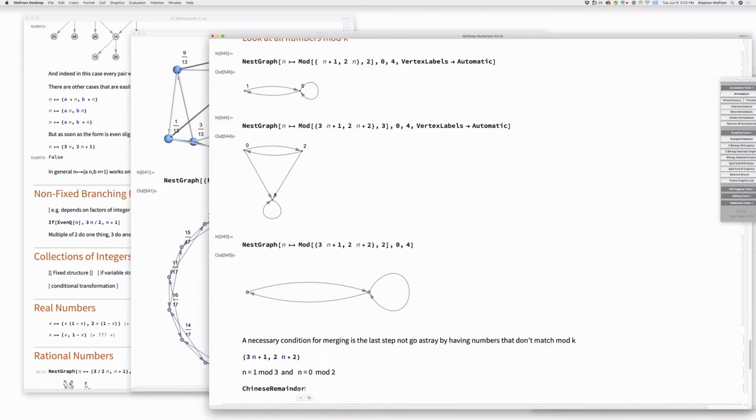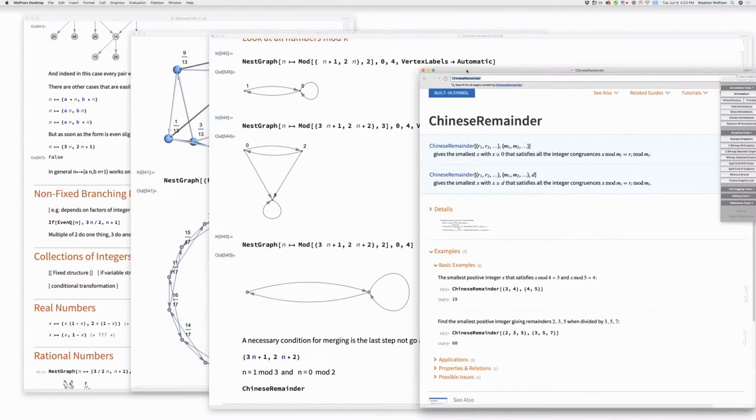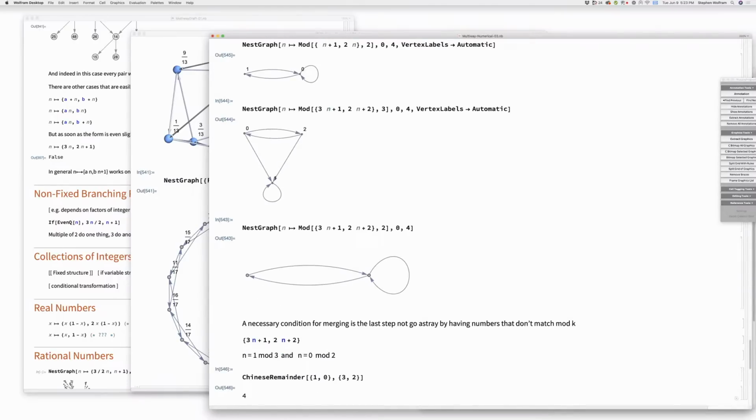You can do that, yeah. But 4 works. I understand that. Because it's the smallest number which satisfies the integer congruences so that its remainder mod m. So this will be the Chinese remainder of 1, 0. I just believe in using computers when you can. 3, 2. There it is, 4.